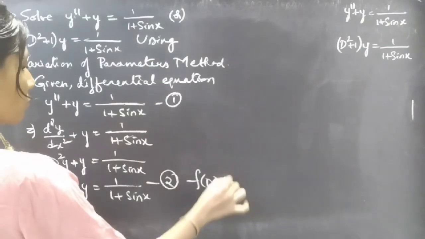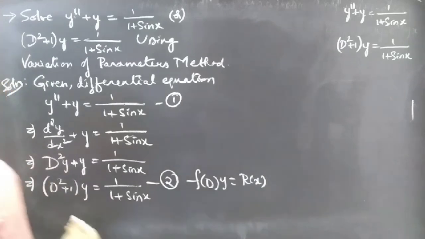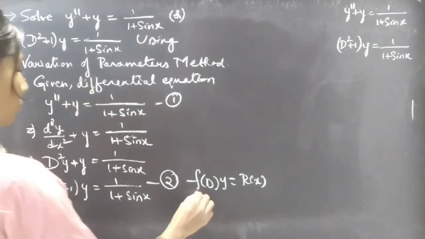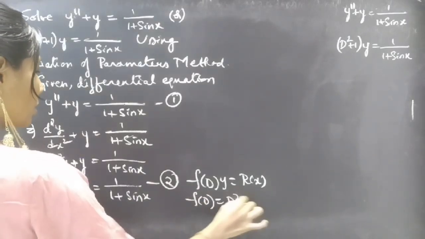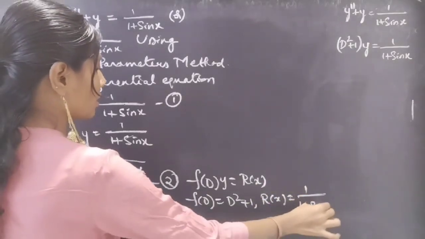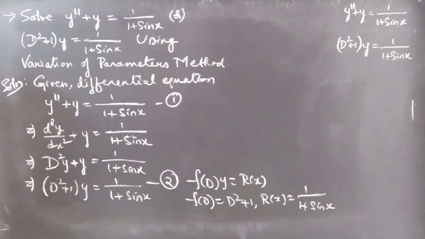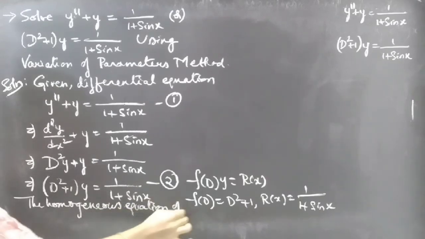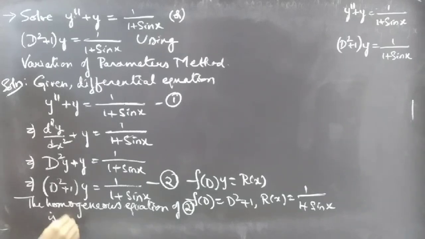It is of the form f of D into y equal to some function of x, where f of D is D square plus 1 and r of x is 1 by 1 plus sin x, right? Let's now write the homogeneous equation of equation 2. The homogeneous equation of 2 is D square plus 1 into y equal to 0. Consider this equation as equation number 3.